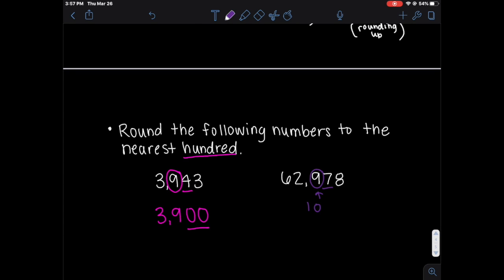Okay, so basically what we do is we add this 1 to the 2 in the thousands position. So it's going to be 63,000. And then now everything else becomes a 0.